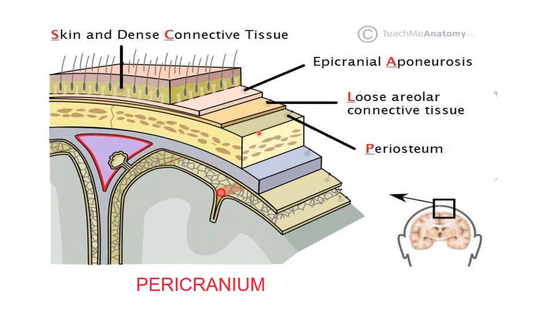The pericranium is formed by the periosteum of the bones of the vault of the skull. It is loosely attached to the bones and it can be easily stripped off, except at the sutures, where it is firmly attached to the sutural membrane, and it becomes continuous with the endosteum.